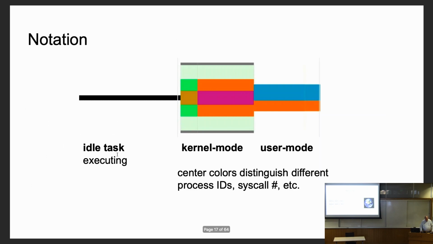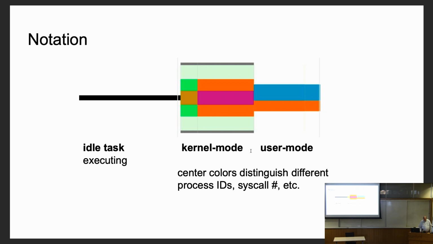And I'll show you a bunch of diagrams with this notation. These are all going to be timelines per CPU core. And the thin black lines are the idle task. The tall colored lines are kernel mode execution, and the half-height ones are user mode. And the middle colors just distinguish by process ID, mod 15 or mod 17, which process is running, or by syscall number, mod 15 and mod 17, you get different colors for different syscalls, that kind of thing.